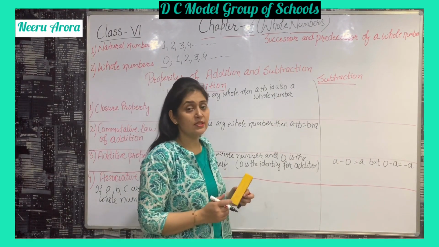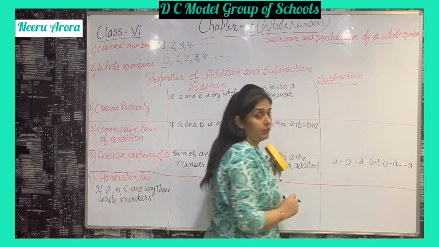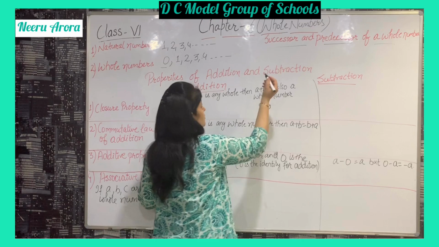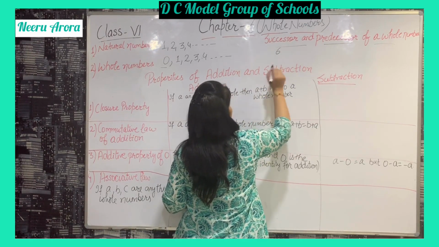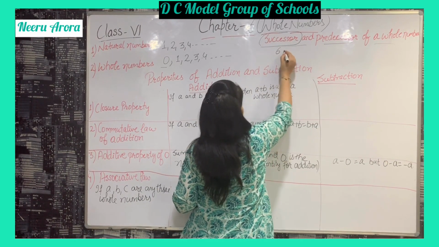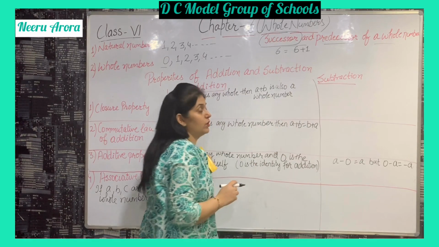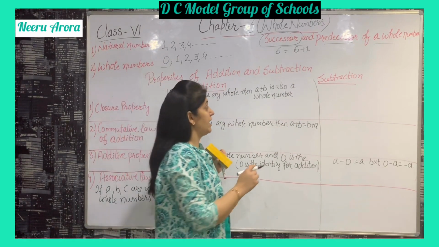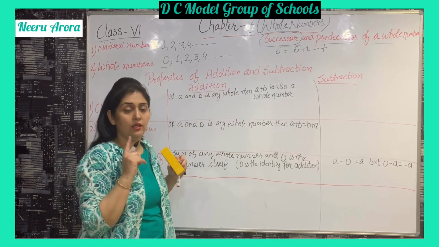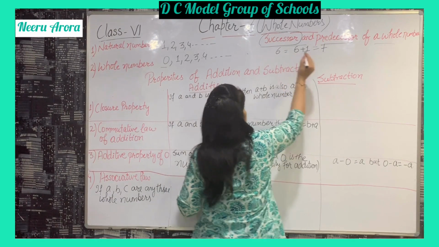Now next is the successor and predecessor of a whole number. Think of any whole number. Suppose 6. Now what will be the successor? We will simply add 1 to the given whole number. We get its successor by adding 1 to the given whole number. This is our successor.